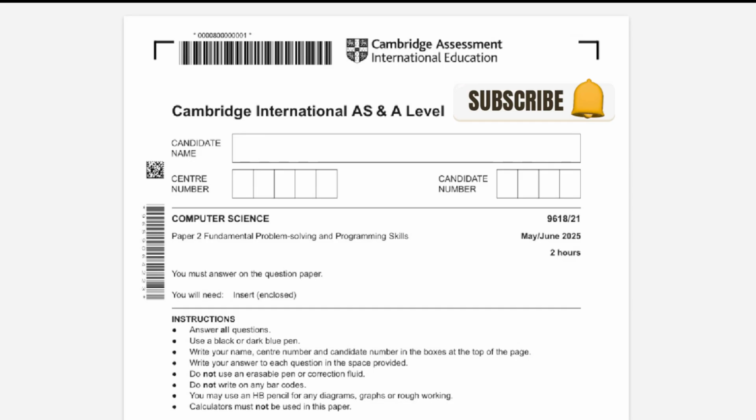And today we'll be doing the computer science paper 2, 9618, and the variant is 21. This is paper 2. Let's do it.